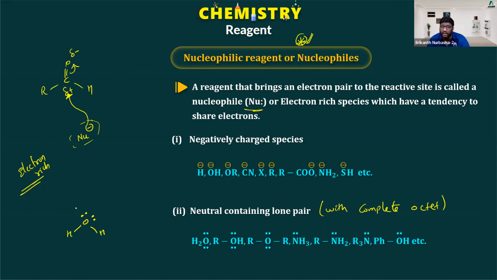Now that lone pair of electrons present on oxygen can be used in the attack. So that can act as a nucleophile. Neutral molecules containing a lone pair of electrons can act as nucleophiles: H2O, ROH, ROR, NH3, RNH2, R3N, PhOH, all these can act as nucleophiles.